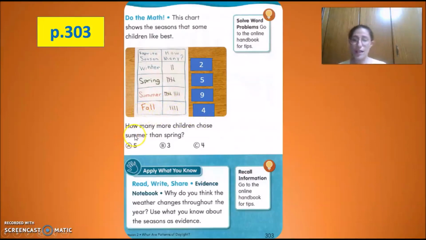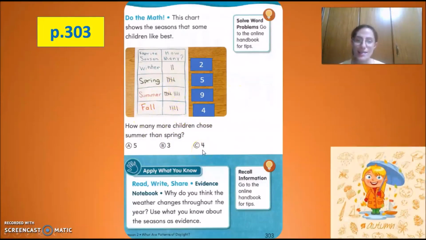So the question is, how many more children choose summer than spring? What do you guys think? A, 5, B, 3, or C, 4? Excellent! It is C, 4. How did we know? Because 9 students like summer and 5 students like spring. How many more like summer more than spring? It is 9 minus 5, which is equal to 4. Clear? So far so good?